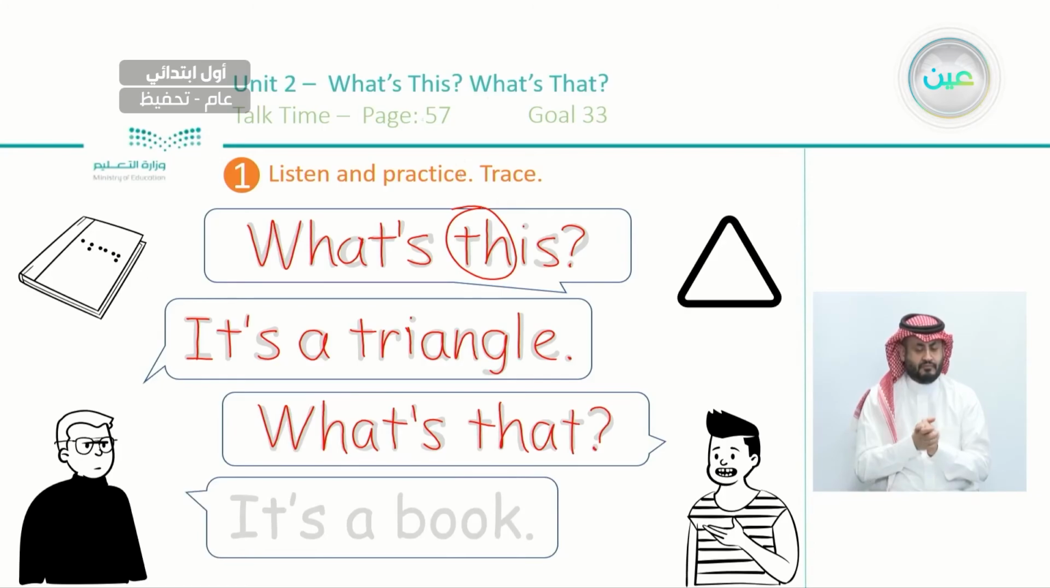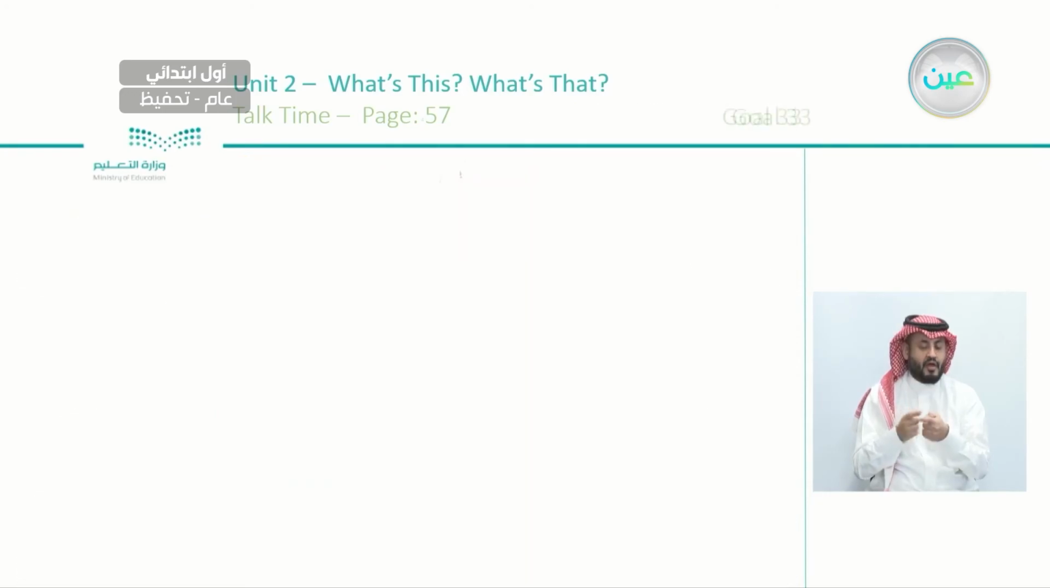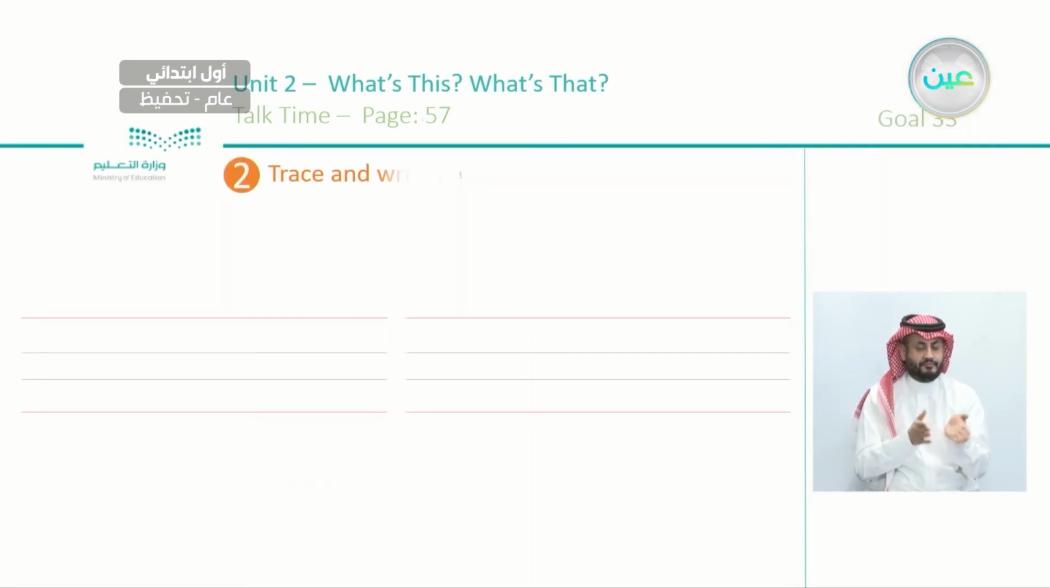Okay, so the man says what? It's a book. So we have capital I again, T apostrophe S, A B double O K, and a full stop at the end. So it's a book. So we have one book and we have one triangle. Excellent.